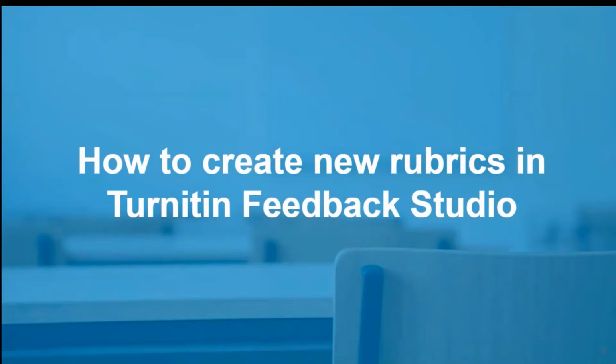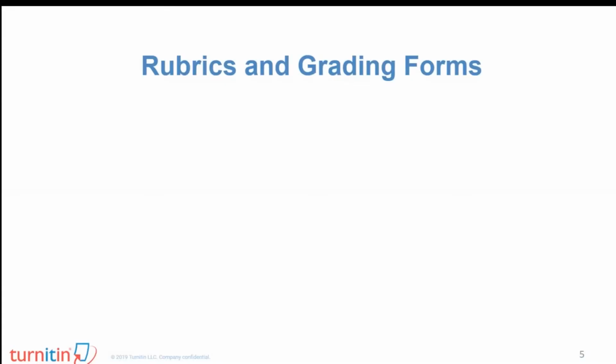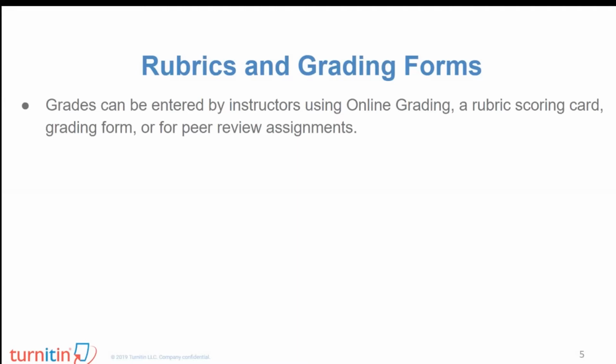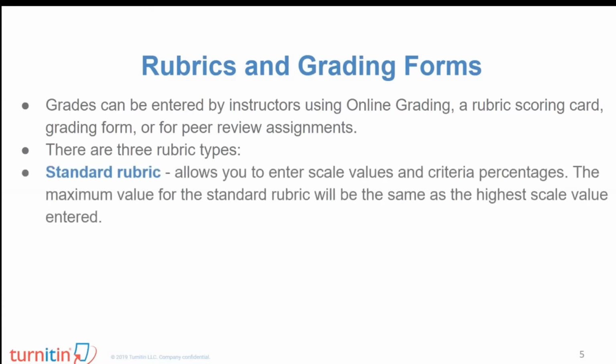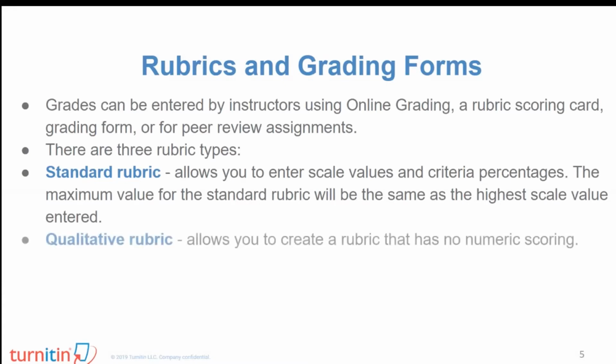Now we'll look at how you can create new rubrics in Turnitin Feedback Studio. First, we'll talk about rubrics and grading forms. Grades can be entered by instructors using online grading, a rubric scoring card, grading form, or for peer review assignments in Turnitin Feedback Studio. There are three types of rubrics that you can create. The standard rubric allows you to enter scale values and criteria percentages. The maximum value for the standard rubric will be the same as the highest scale value entered.